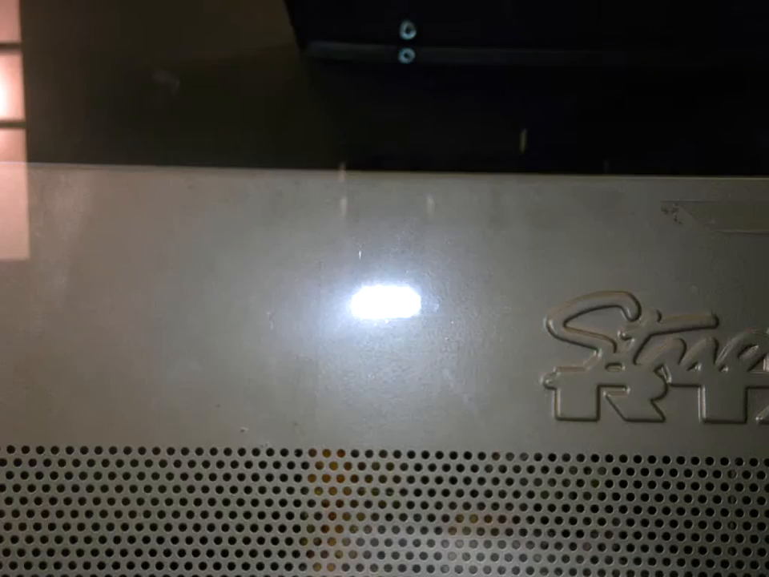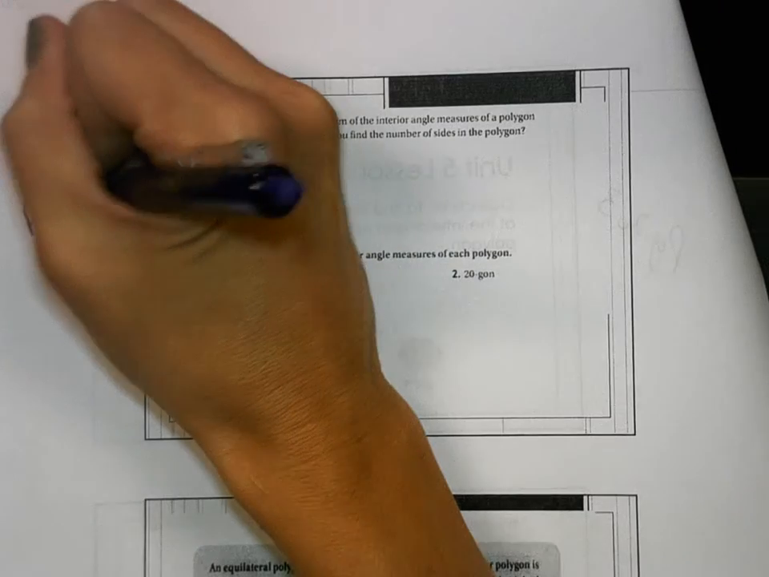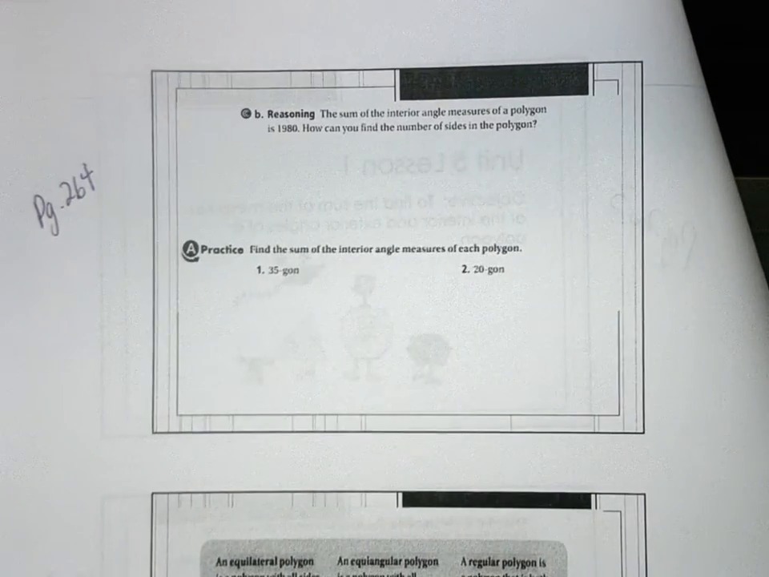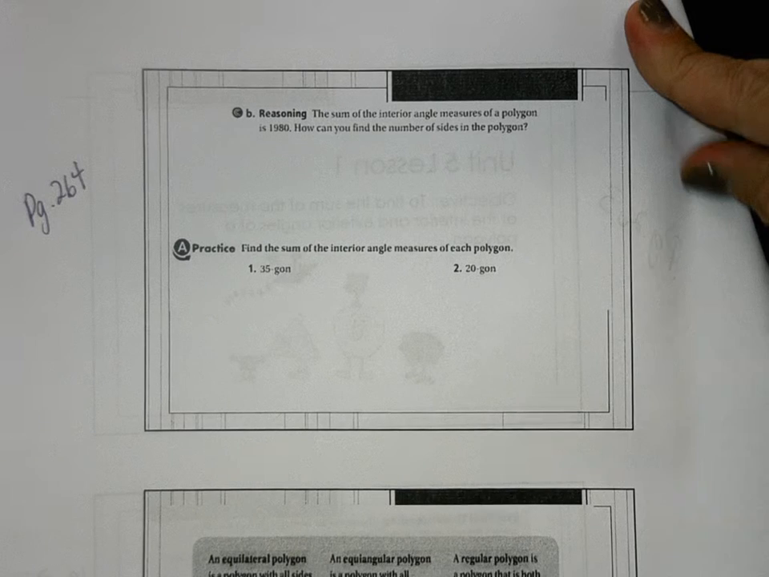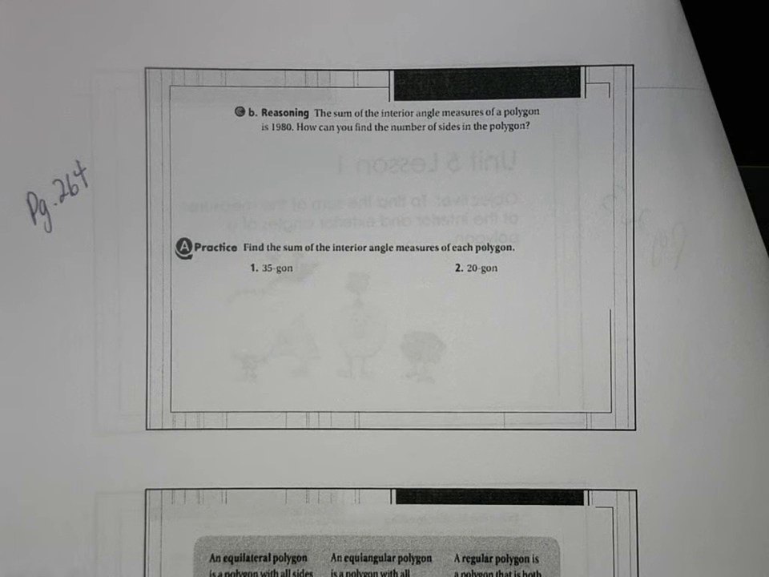So, on page 264 now, I want you to look at part B. Let's read it together, and then I want you to discuss in your groups how you think we could figure out what's going on. It says that the sum of all the interior angle measures of a polygon is 1,980. How could you find the number of sides in this polygon? Right now, I just want you to talk in your groups. I'm going to give you about a minute to talk about what you think you would do.